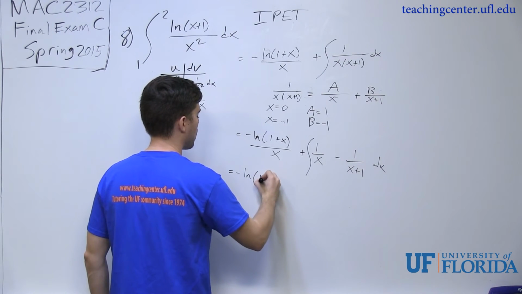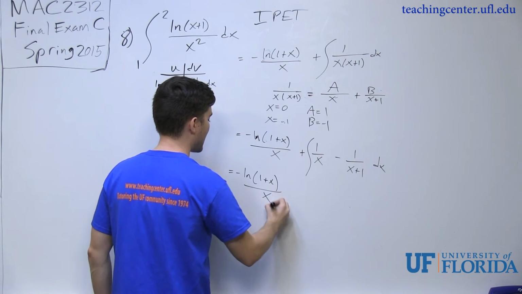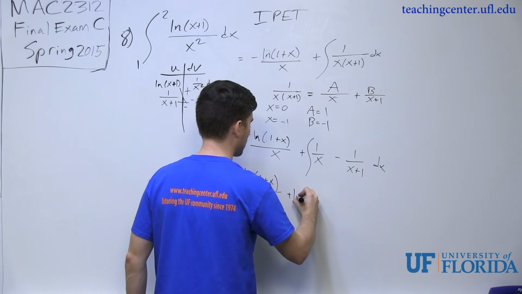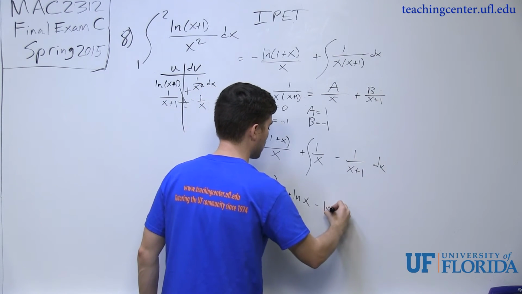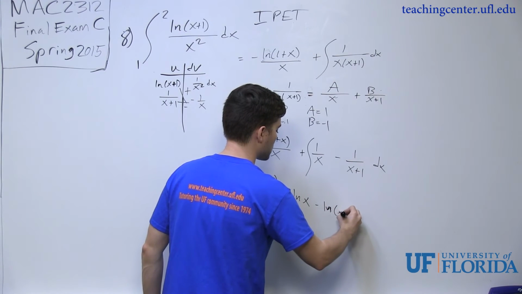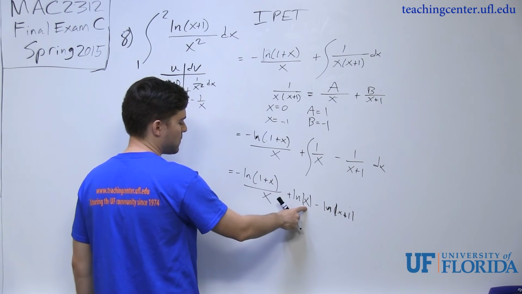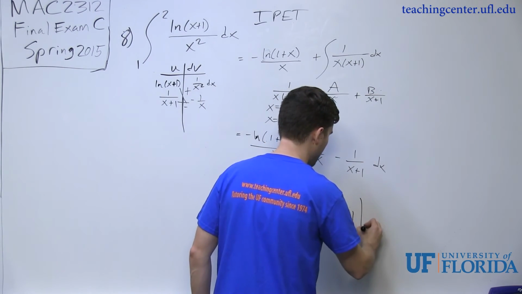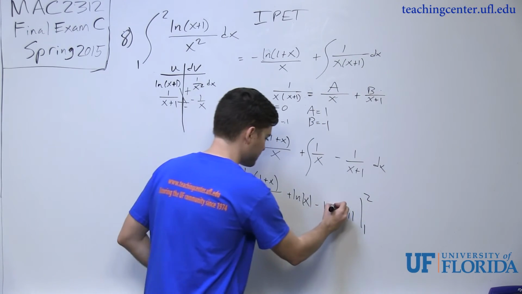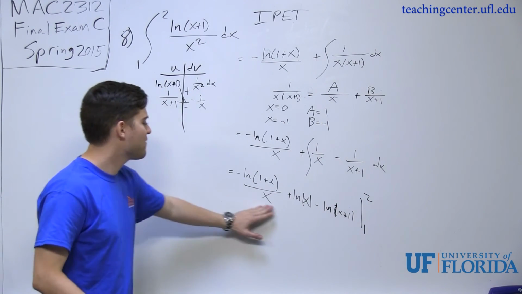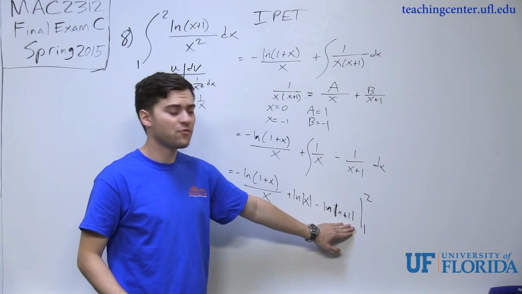So I end up getting negative natural log of 1 plus x over x plus natural log of x minus natural log of x plus 1. And I do want to write absolute value bars around this just to be safe, because there could potentially be a problem if I do plug in a negative term. So now I have my complete solution for my integral.